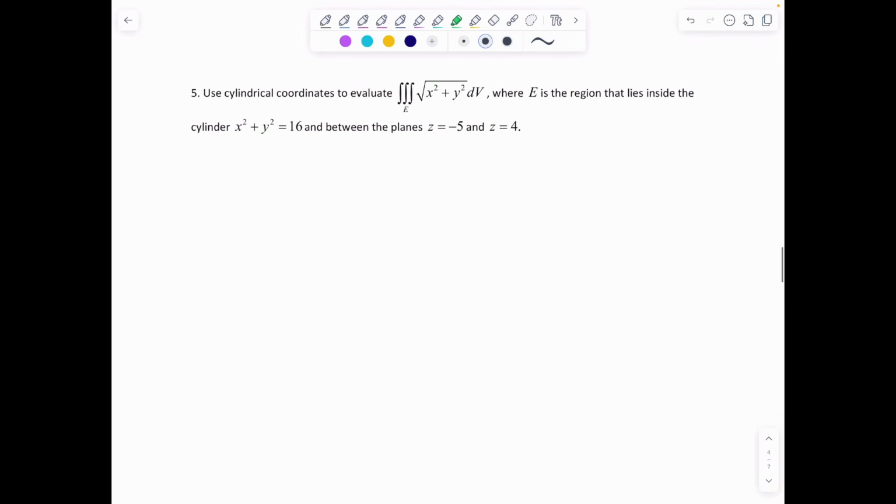Now it'll get good. Use cylindrical coordinates to evaluate this triple integral where E is the region that lies inside the cylinder, x squared plus y squared equals 16, and between the planes, z equals -5 and z equals 4.